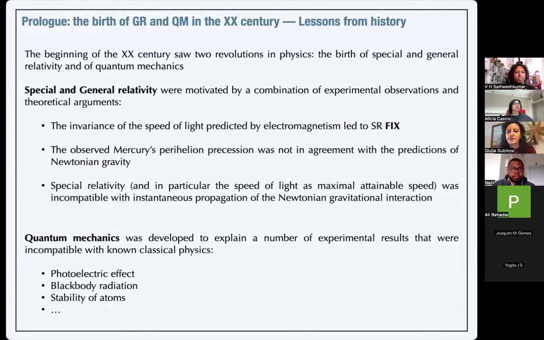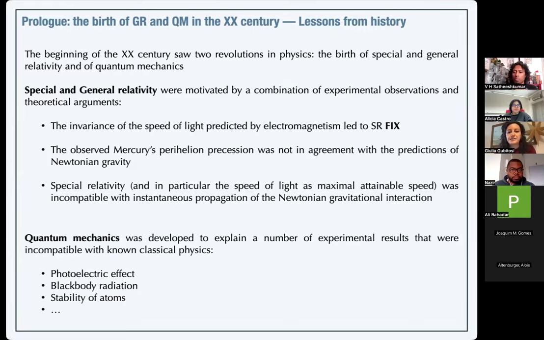Since we are doing something really new, it's useful to see how things were done in the past, because maybe there is some interesting lesson to learn there. So you know that at the beginning of the 20th century, we had a lot of progress in physics. In particular, there were two big revolutions. One was the birth of special relativity and general relativity, and the other one was the birth of quantum mechanics. So basically, it's when the two main pillars of our current description of nature were born.